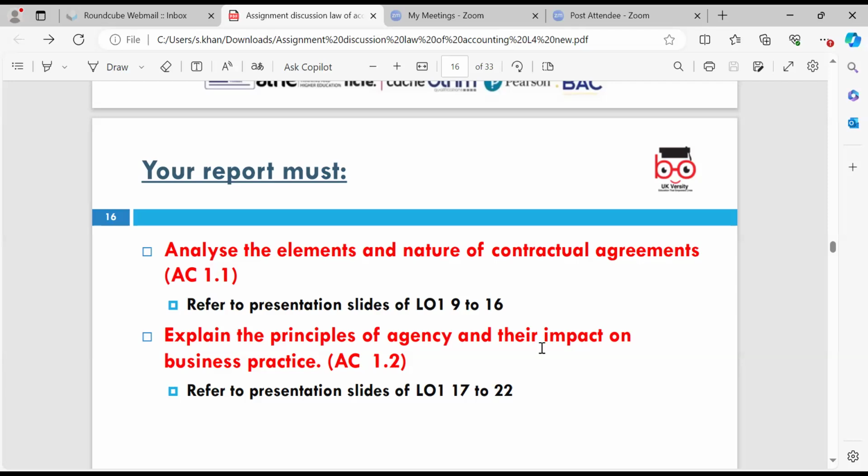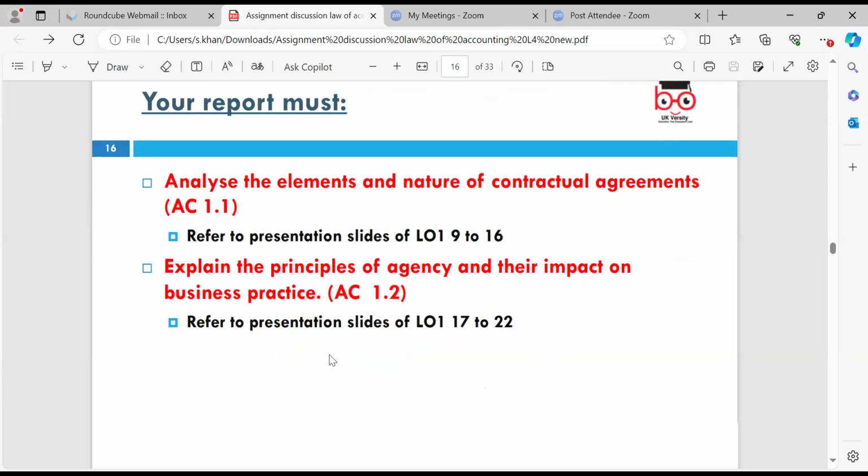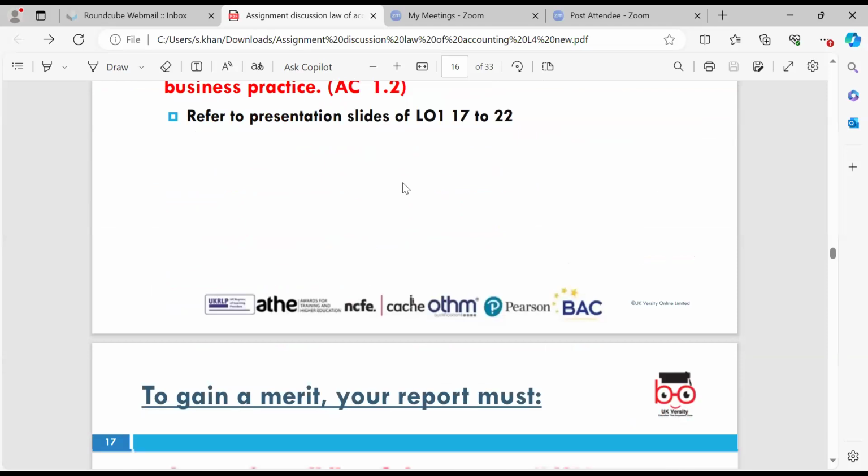The first part of it is to refer to presentation slides, learning outcome 9, page 9 to 16. For the second one, the principles of agency, you refer to presentation slides, learning outcome 1, 17 to 22. And this is where you'd get the answers from. Do not change the command words as we've said, okay? So that's for the pass one.